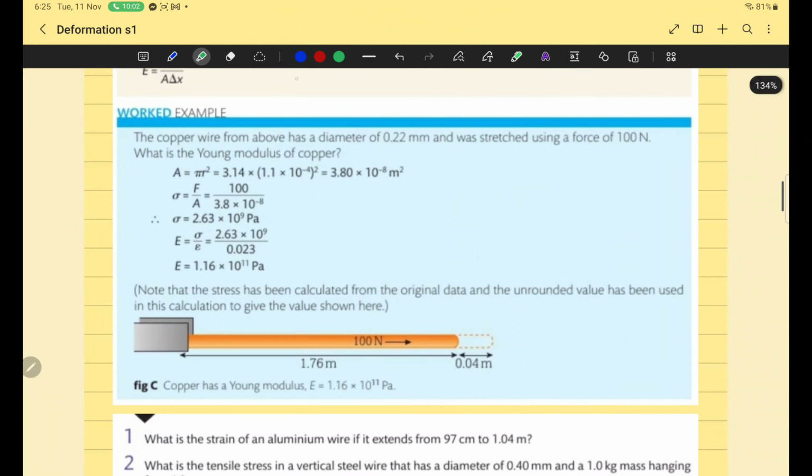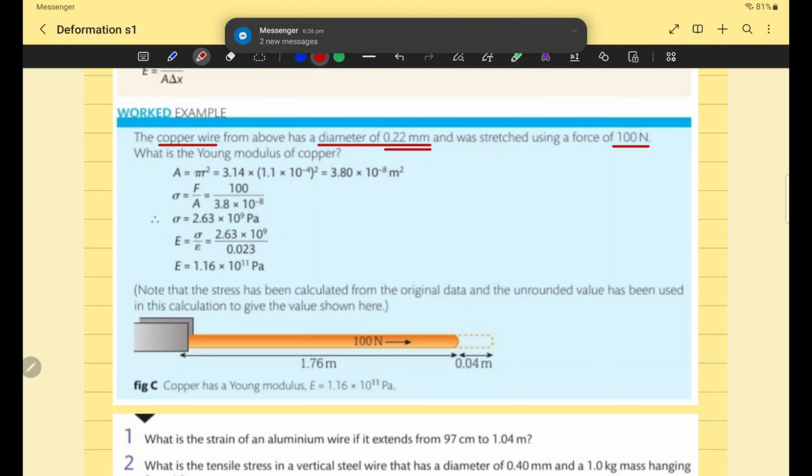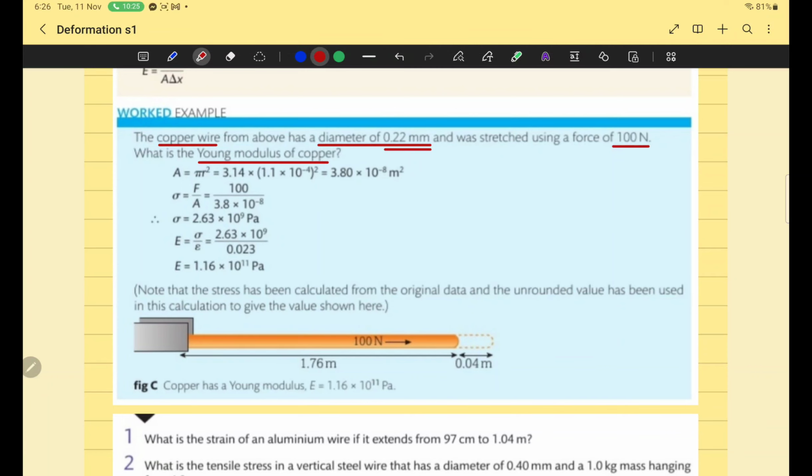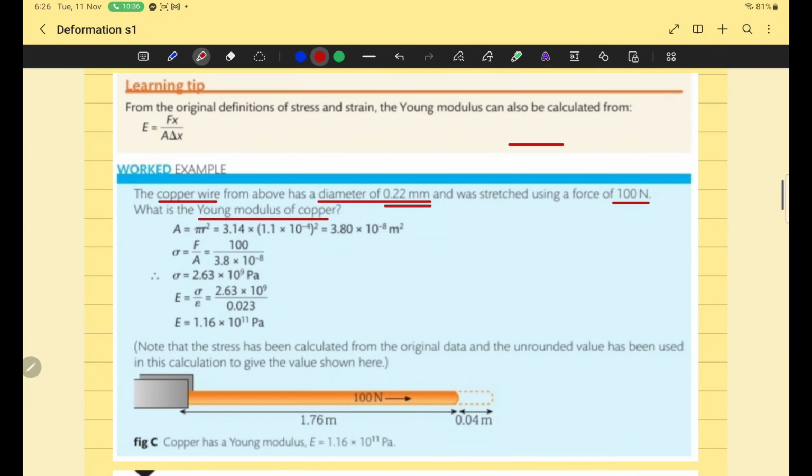The question is, you are given a copper wire and its diameter is 0.22 millimeter, and it is stretched by a force of 100 Newton. You are given force, you are given diameter, and they are asking what is the Young modulus. Young modulus is equal to stress divided by strain. So first we have to calculate stress, and to calculate stress I need force. Force is given, no issue, but we are not given area.